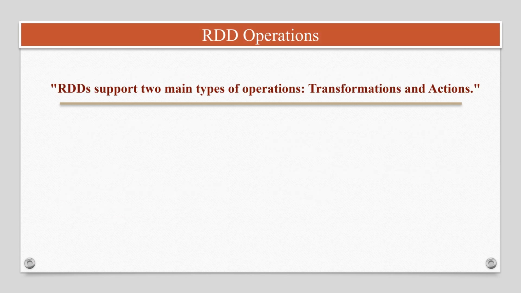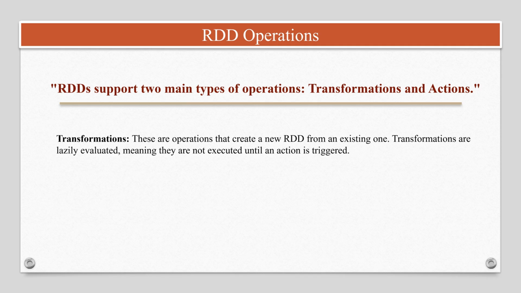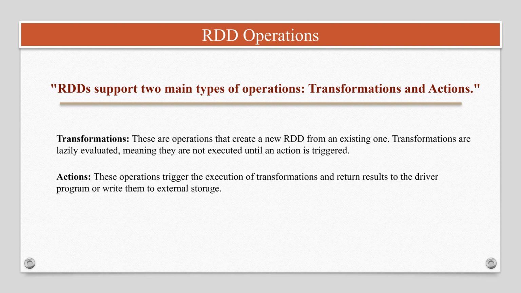Next topic is RDD operations. RDDs support two main types of operations, transformations and actions. Transformations are operations that create an RDD from an existing one. Transformations are lazily evaluated, meaning they are not executed until an action is triggered. Actions are operations that trigger the execution of transformations and return results to the driver program or write them to external storage. Let's understand both types with examples.